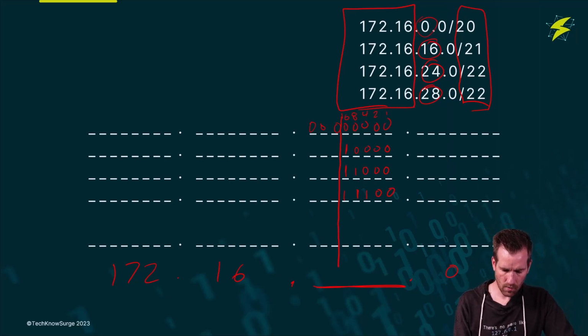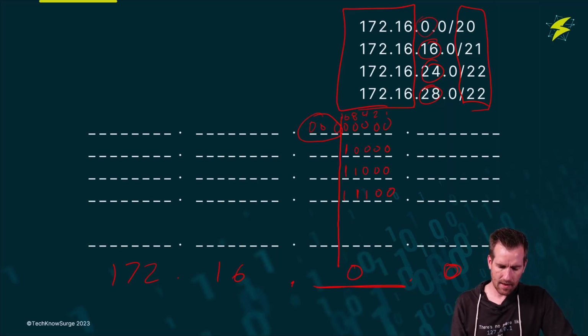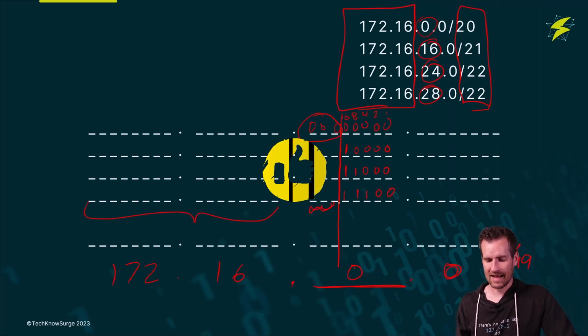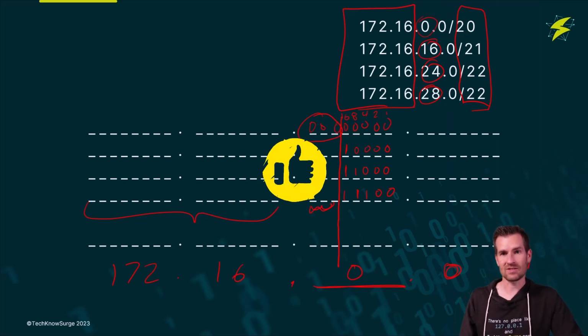So this is going to be 172.16. We see all zeros there, so this will be 0.0. And then slash, and we're borrowing 3 bits, or we've got 3 bits there. So it's going to be a /19. That's 16 here, plus 3 more is 19. So /19. There's the answer.